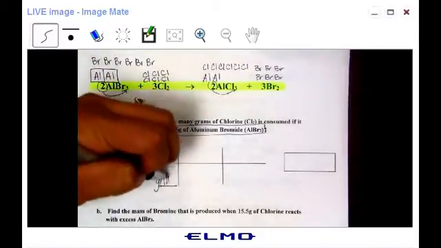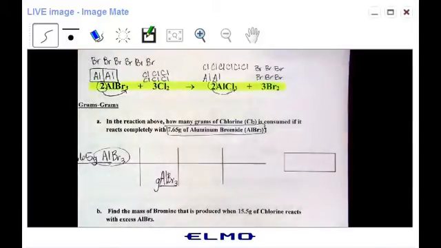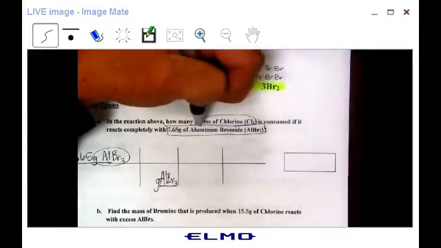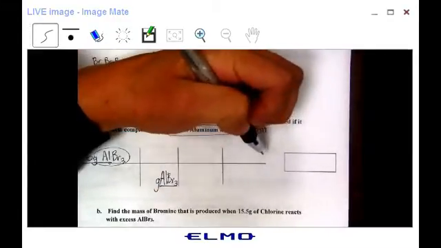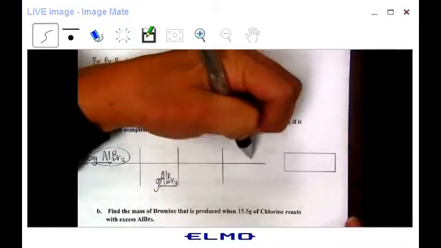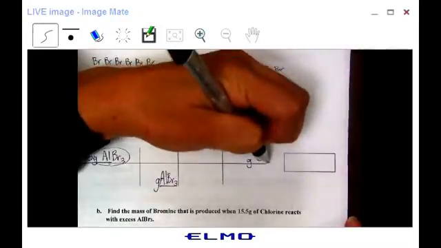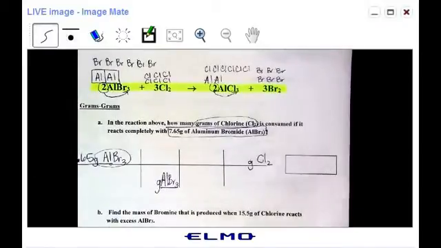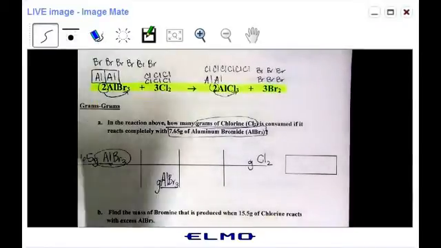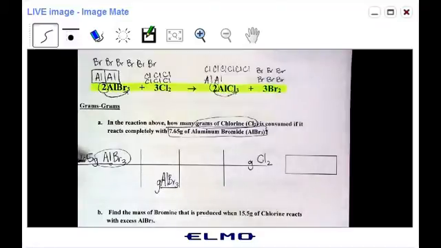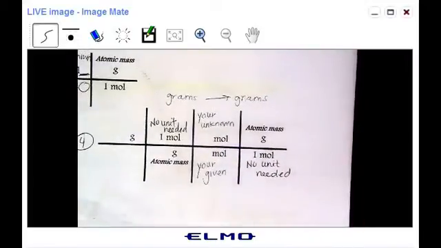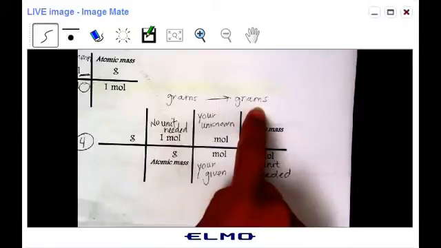Grams of AlBr3. What am I looking for? I'm looking for grams of chlorine. Whatever you want will go on the furthermost right top corner. Grams of Cl2. That's what I'm looking for at the end. I'm going to refer back to my T-charts to figure out what I'm given. I was given grams, and I'm looking for grams. What chart am I going to copy? It's going to be this one, because I was given grams, I'm looking for grams.